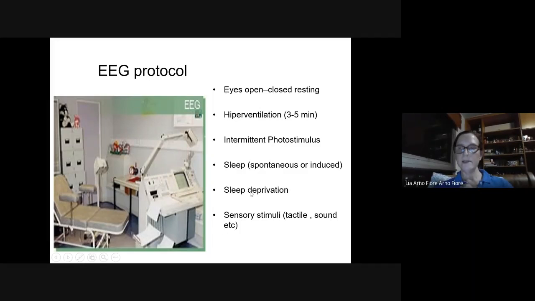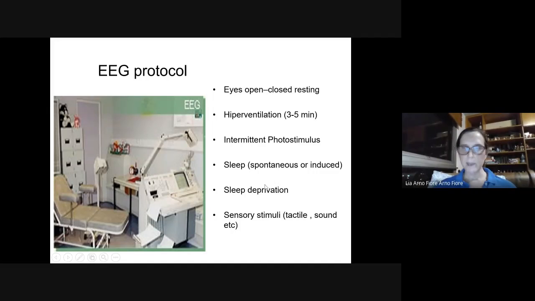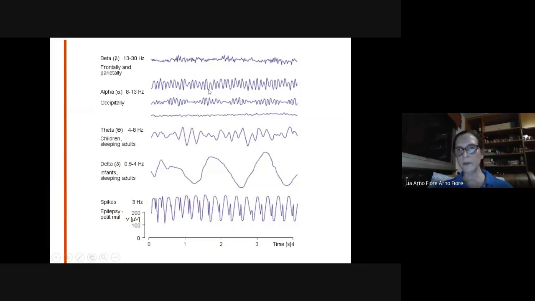Why is this important? First, because the patient is going to sleep, great. And also because when you're sleep deprived, you're always in a bad mood. It means you're irritated, and it also means that your cortical cells are more unstable. So it's easier to see some activities in some kinds of epilepsy. And the sensory stimuli, tactile, sound, etc. Especially when you wait for the patient to sleep and wake up, this takes around 30 minutes.